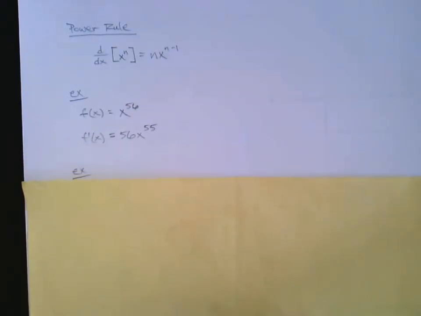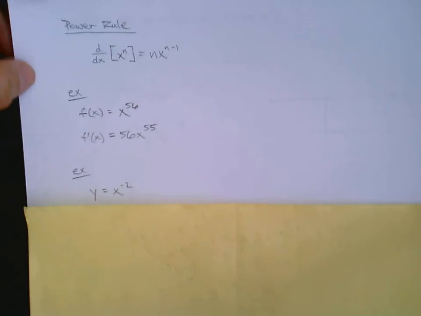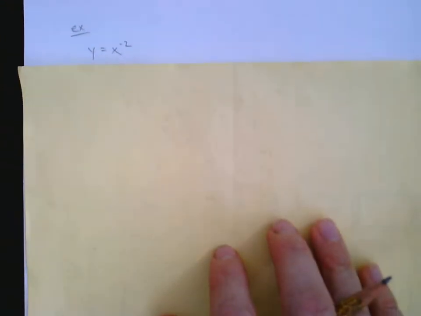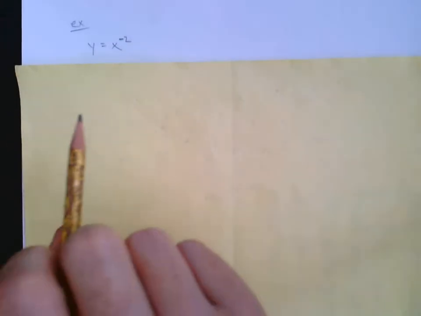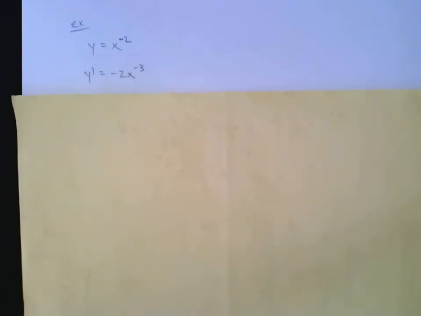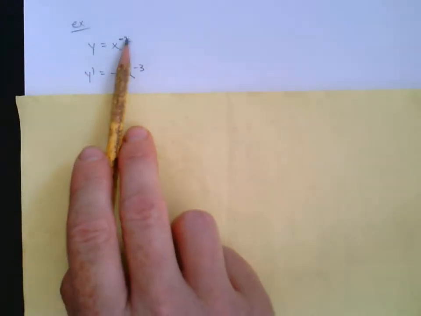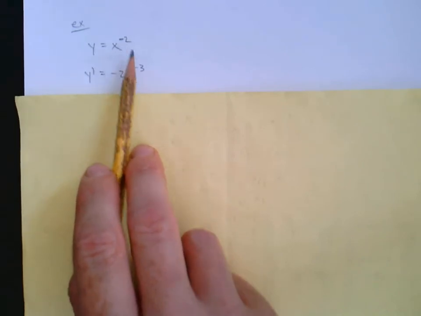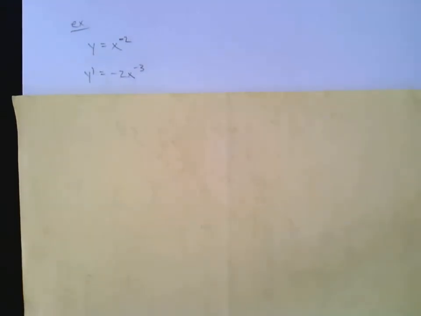Let's try another one. How about y equals x to the negative 2, a negative exponent? Well, same formula. That negative 2 is going to move down. Then we're going to subtract 1. I'm going to call it y prime. Y prime equals negative 2, x raised to the, subtracting 1, negative 3. Negative 2, x to the negative 3. One step, done.